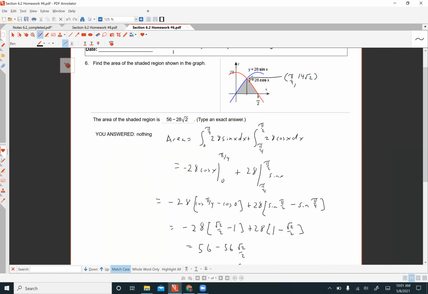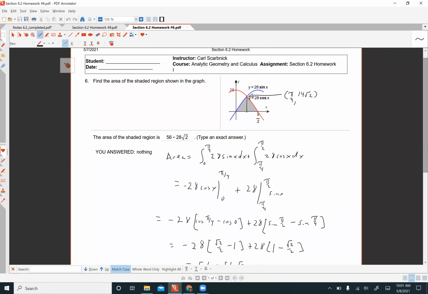And so here we want to find this area, the shaded in region. Of course now the graph's really nice because it's generated by MyLab.